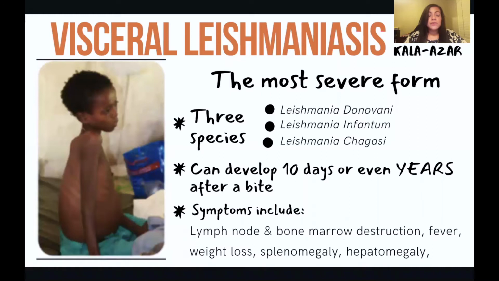So the visceral form, also called Kala-Azar, is the most severe form of the disease. It is caused by 3 species of Leishmania: Leishmania donovani, Leishmania infantum, and Leishmania chagassi. It affects internal organs such as the spleen, the liver, lymph nodes, and bone marrow, which is why you see this distended abdomen in this child. You can also see fever, weight loss, and anemia in these patients.